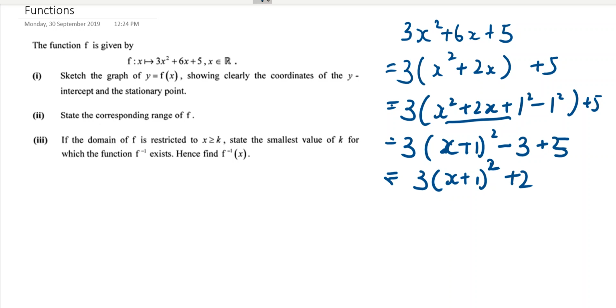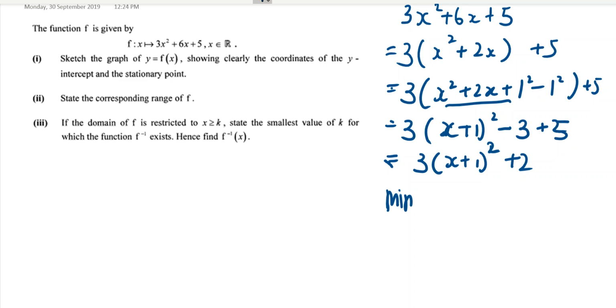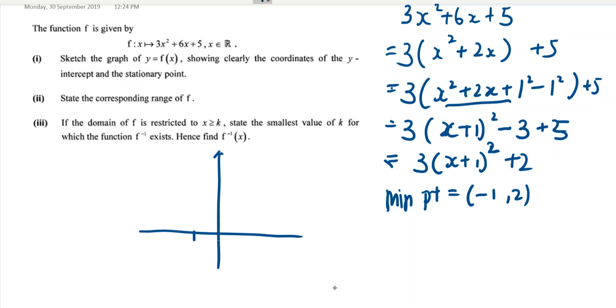Okay, so after you complete the square, you should know that this is a U-shaped curve, and the minimum point is at (-1, 2). So when we draw the graph like that, (-1, 2) here, it will be U-shaped and it turns exactly here and then cuts upwards, and over here is 5. So you have your f(x) is equals to 3x squared plus 6x plus 5.